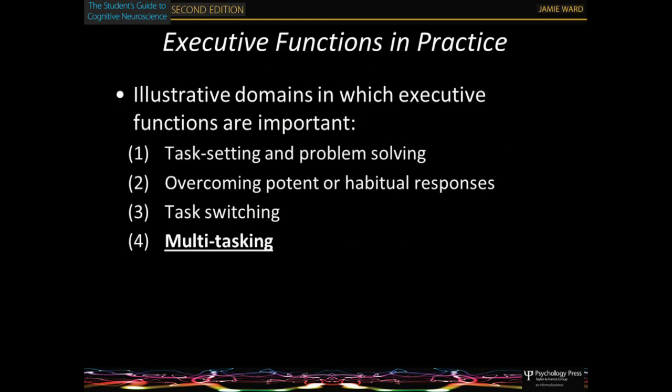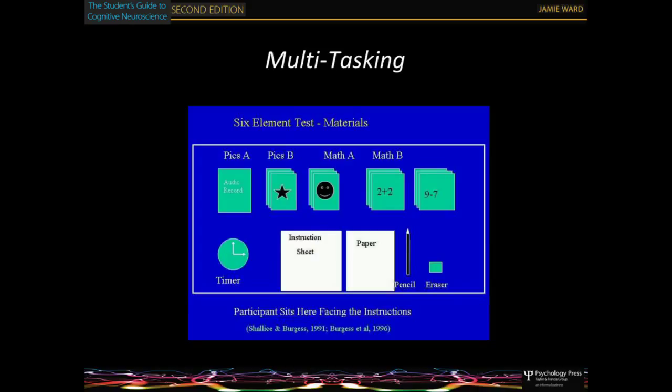So that's switching between tasks. And multitasking is effectively trying to hold in mind lots of tasks at the same time. Clearly it is related to task switching in a way, but the idea is that you maintain multiple goals rather than just holding one goal in mind. But the two aren't completely separate in terms of their functionality.